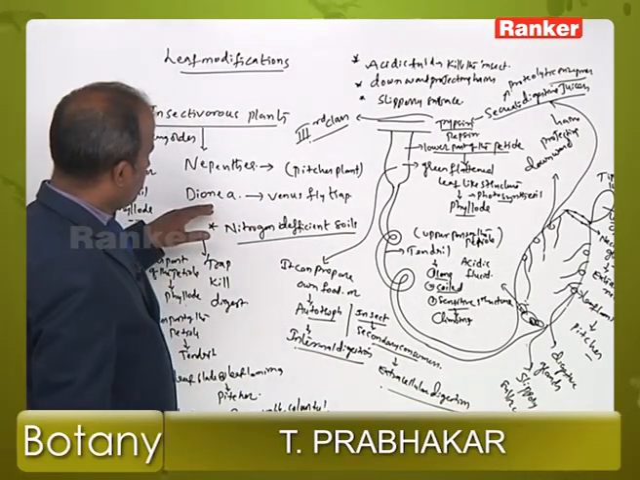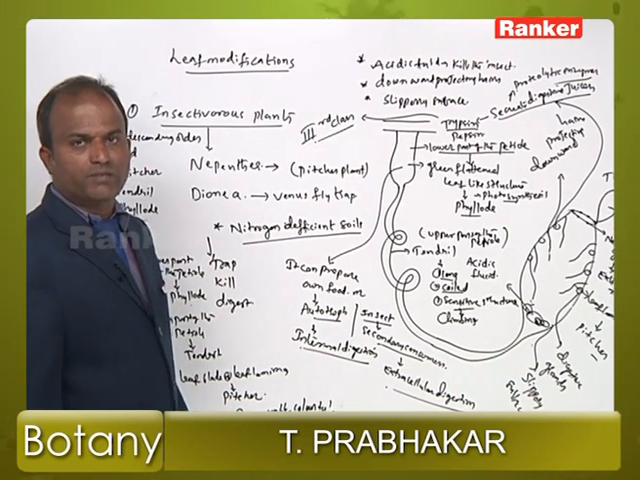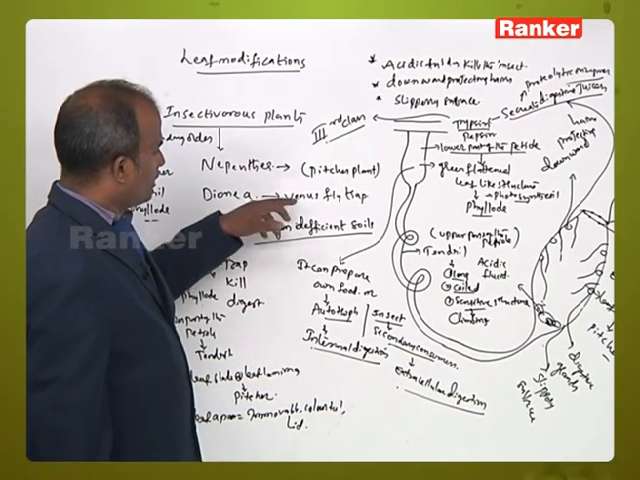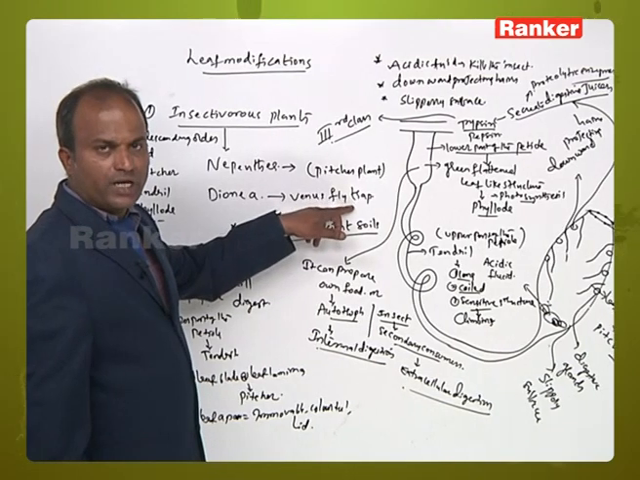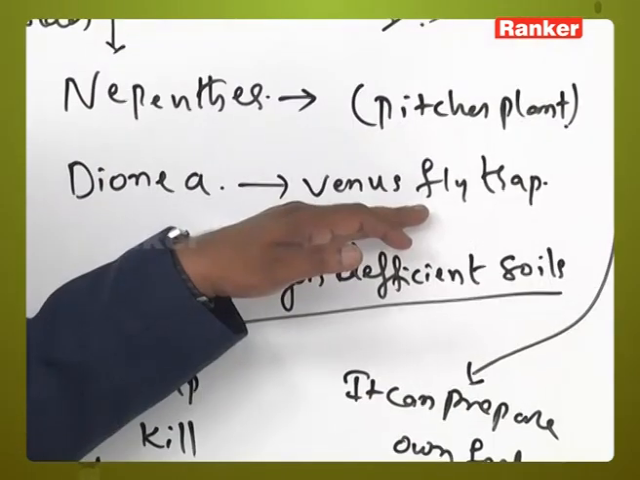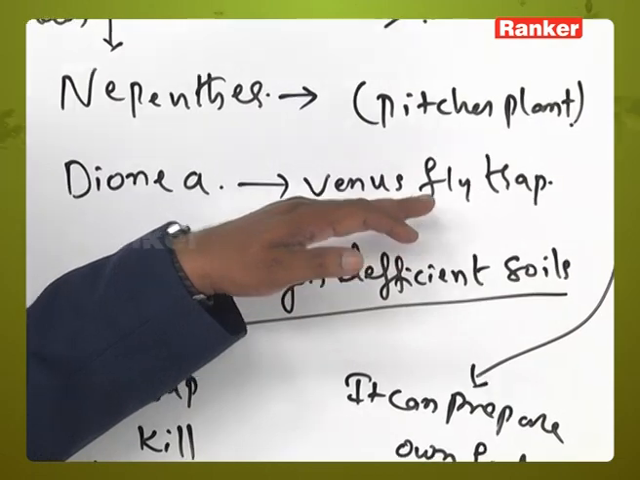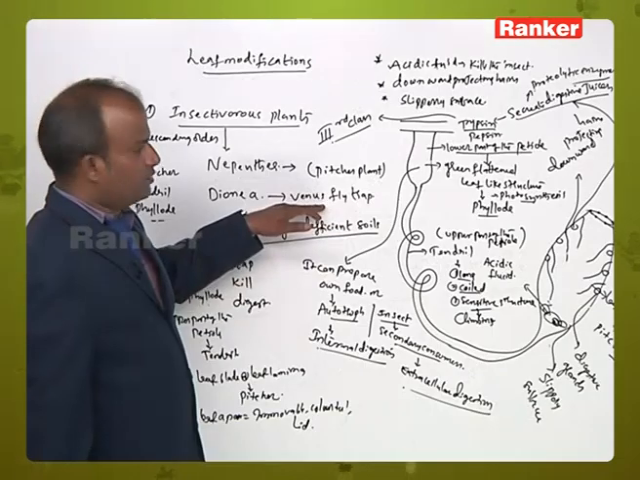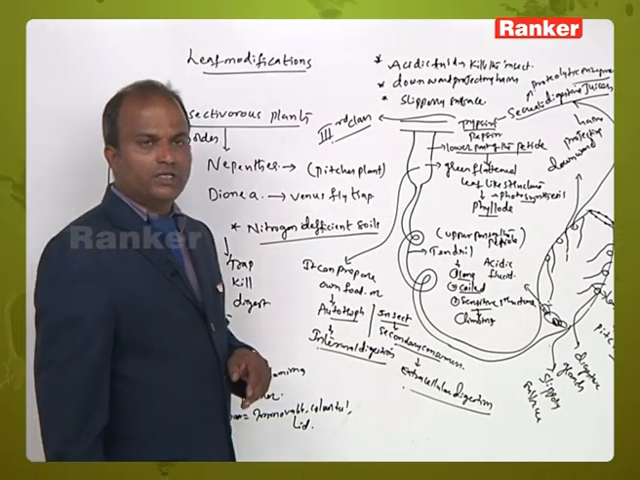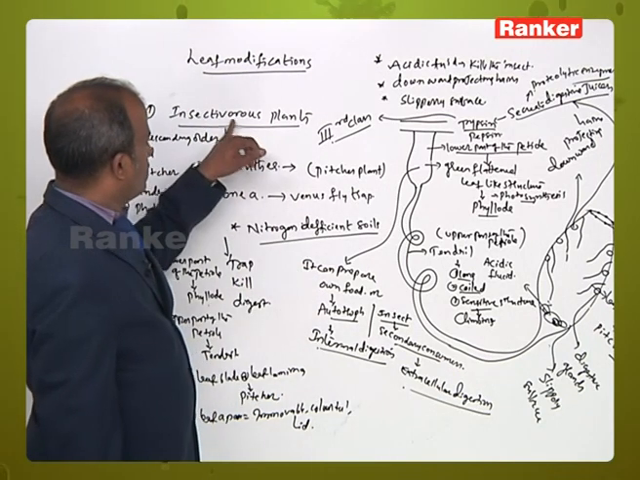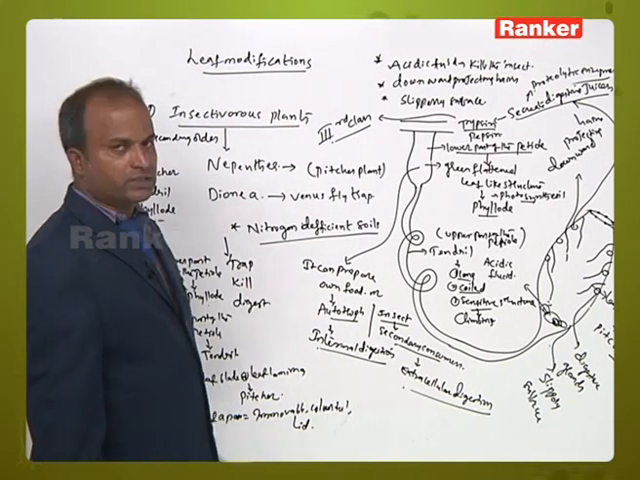And when it is compared with Dionaea, that is nothing but Venus flytrap, this is also called an insectivorous plant. Why? Because it catches the insect. So this is about the first leaf modification, that is nothing but insectivorous plants.